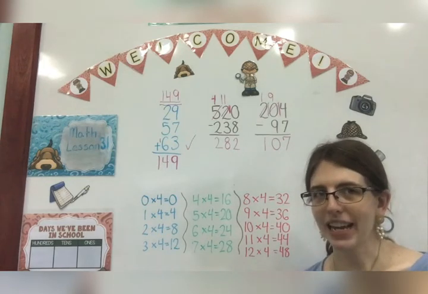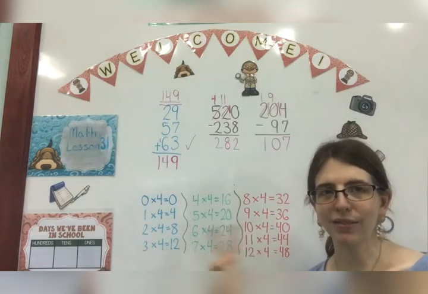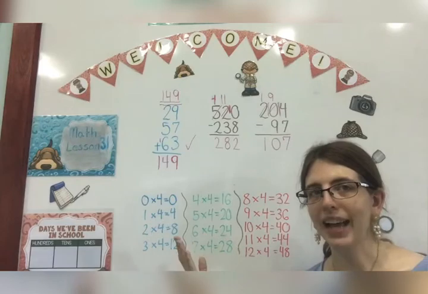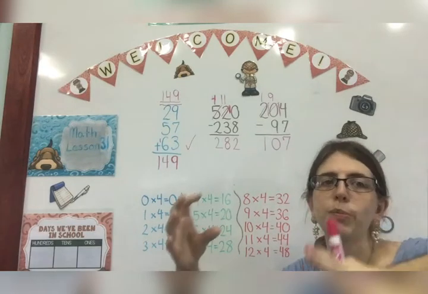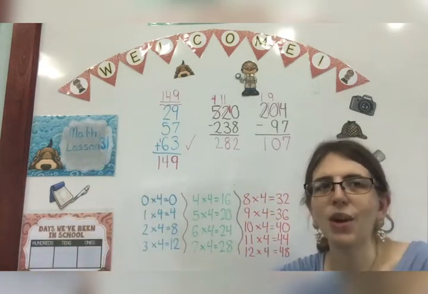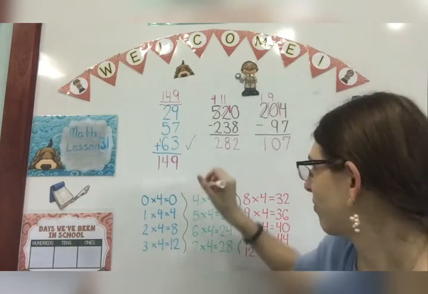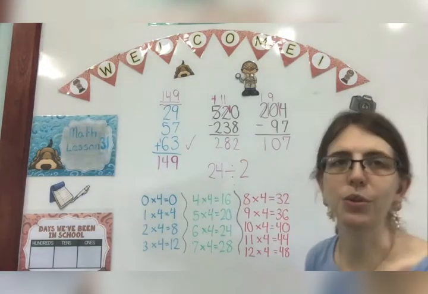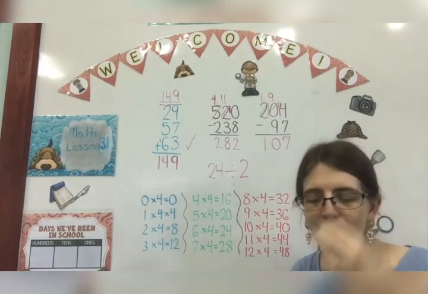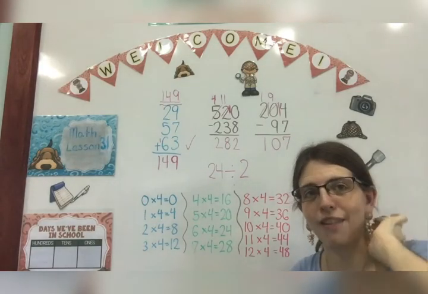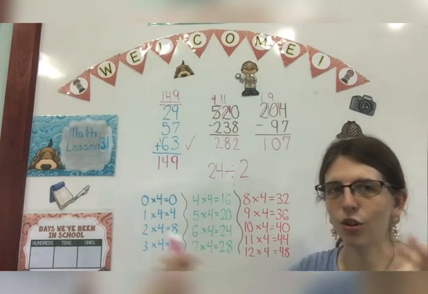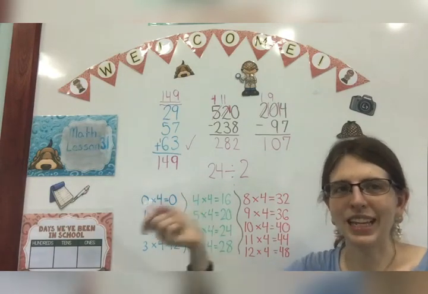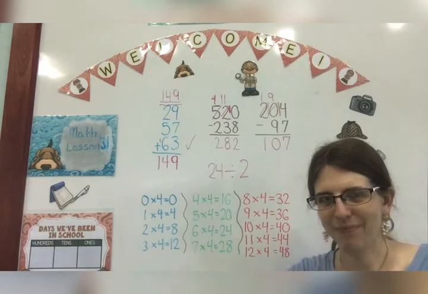So for each tree, they had 2 bags of leaves. So they divided their 24 bags of leaves into 2 groups for each tree. So it's 24 divided by 2. And that will give you the trees that you have on the property, because you're dividing your 24 total bags into groups of 2, which represent each tree, 2 for each tree.